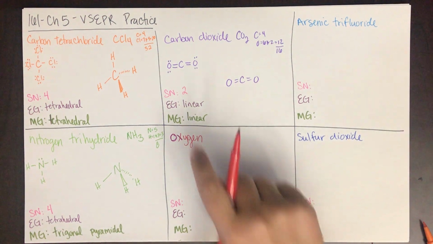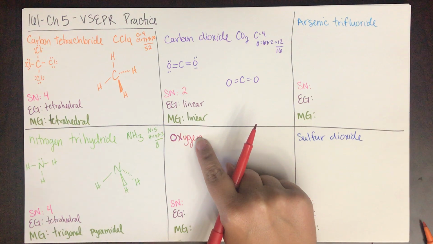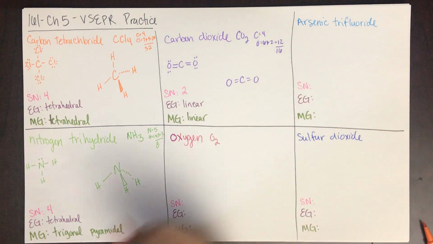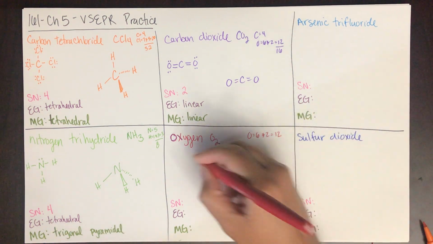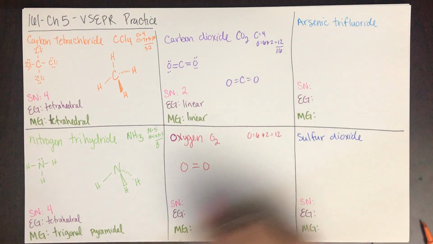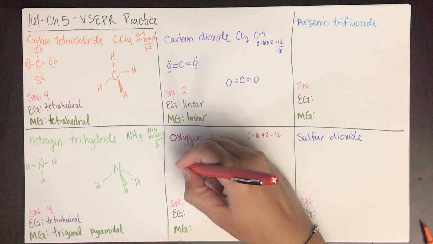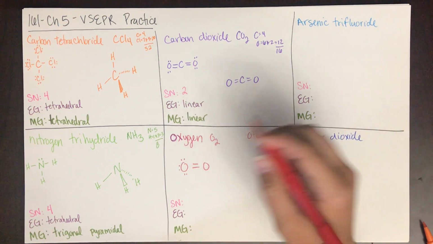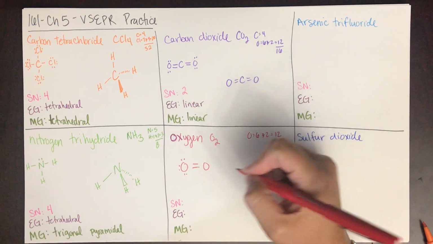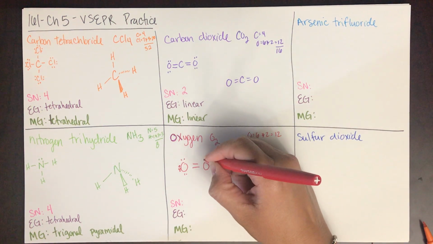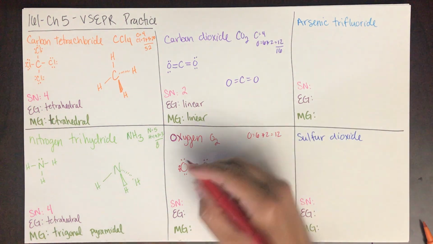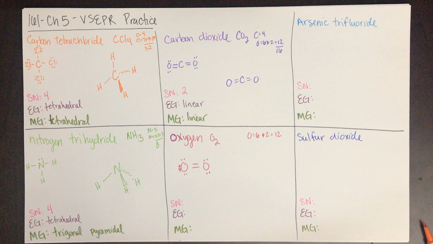So now let's do oxygen. So remember, oxygen is one of the 7 diatomic molecules. So oxygen is O2. So oxygen has 6 valence electrons times 2 is 12. So I'm going to need a double bond here. 2, 4, 10, 12. So there is my Lewis structure.